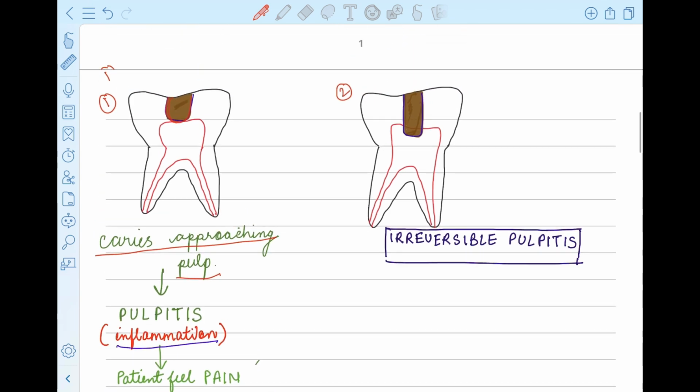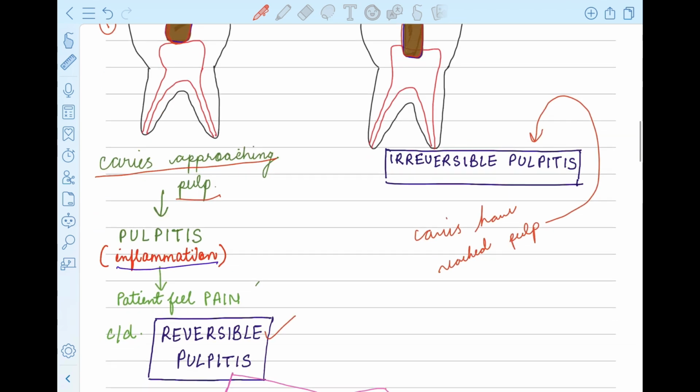But in case of irreversible pulpitis, just look here. Here the caries has reached the pulp already. So if caries has reached the pulp, then it is irreversible pulpitis. And in case of irreversible pulpitis, what would be the treatment plan? Root canal treatment. The patient will go for root canal treatment.